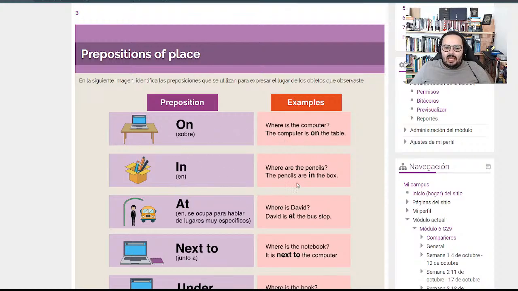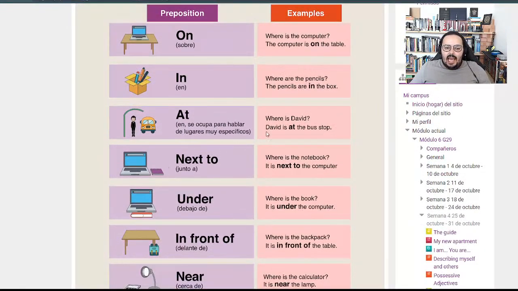In, where are the pencils? The pencils are in the box. At, and se ocupa para hablar de lugares muy específicos. Where is David? David is at the bus stop.